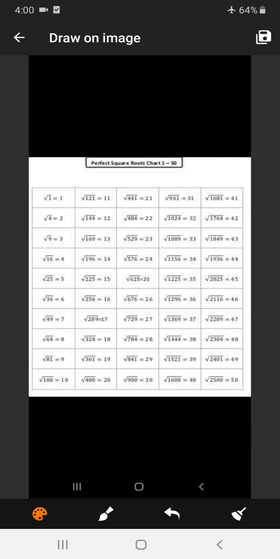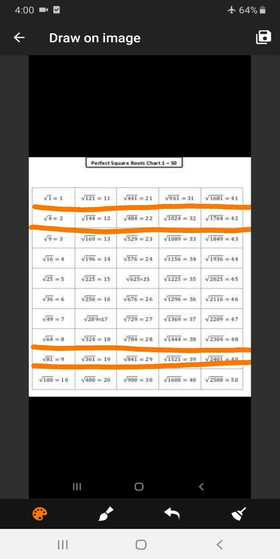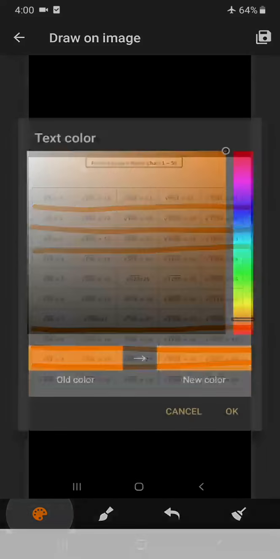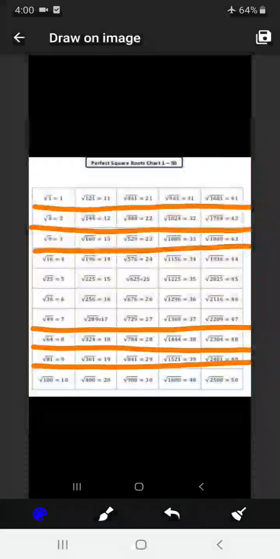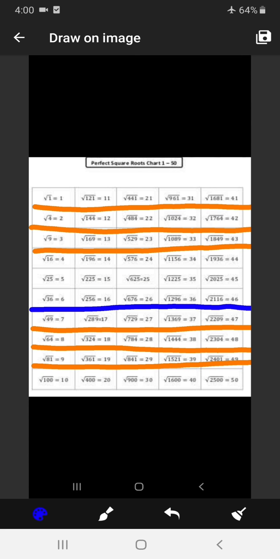Now let's talk about the units digit. The square roots of numbers ending with 1 either end with a 1 or a 9. Similarly, the square roots of numbers ending with 4 either end with 2 or 8. The square roots of numbers ending with 9 either end with a 3 or a 7. What about the square root of numbers ending with 6? They end with a 4 or a 6. So the units digit over here is very important.